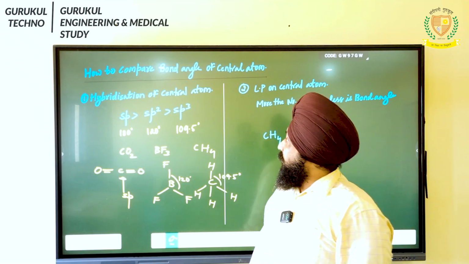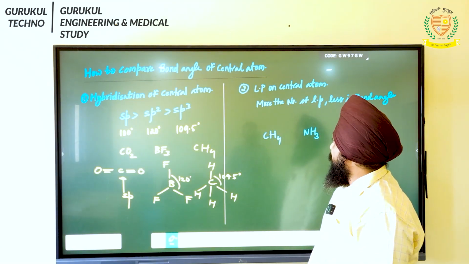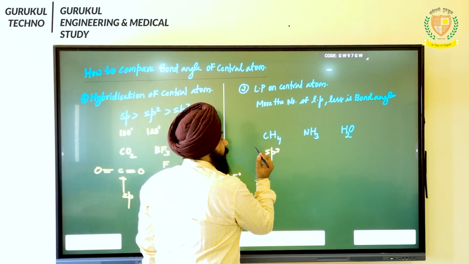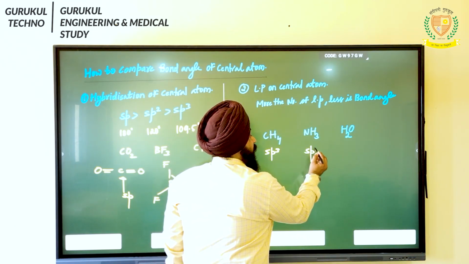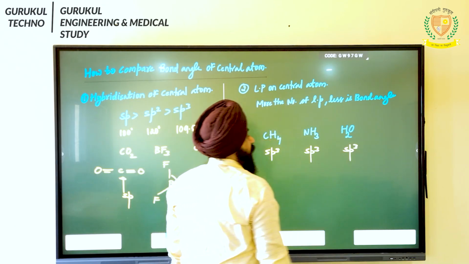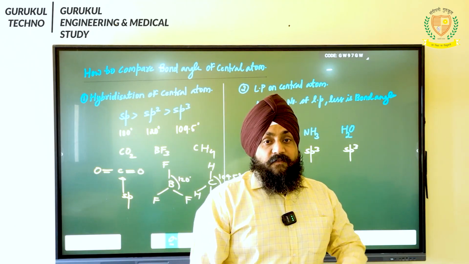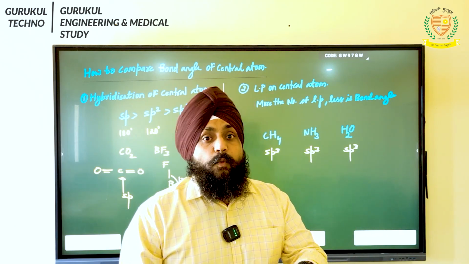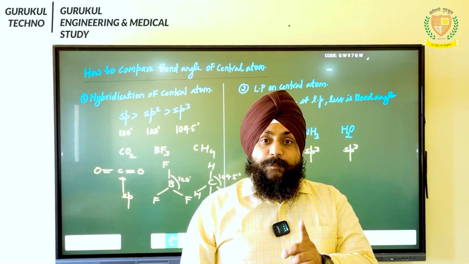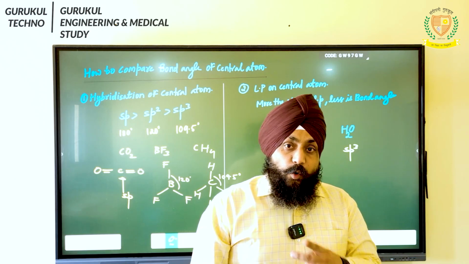Now students, the other thing, what if the hybridization of the central atom is same? See students, when we compare methane, hybridization is sp3. Here ammonia, nitrogen atom hybridization is sp3. When you say water, oxygen atom's hybridization is sp3. Now students, we are taking the second case. When the hybridization is same, what you will do? You will check the number of lone pair students. Yes, you will be checking the number of lone pair.